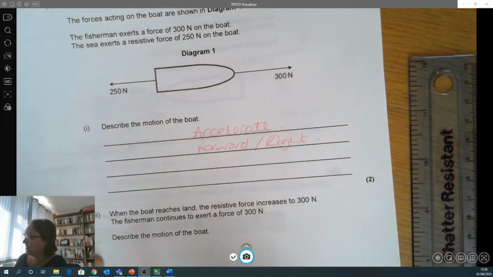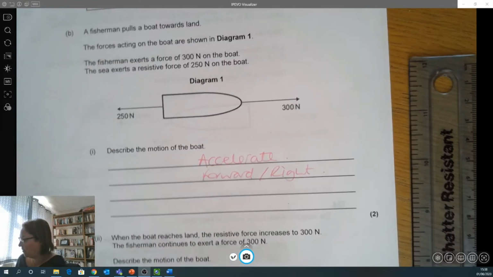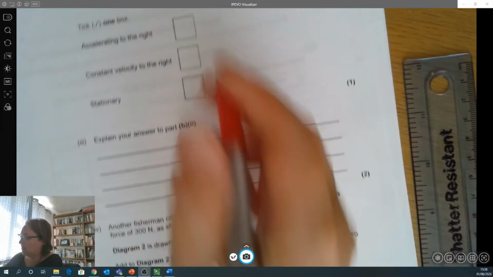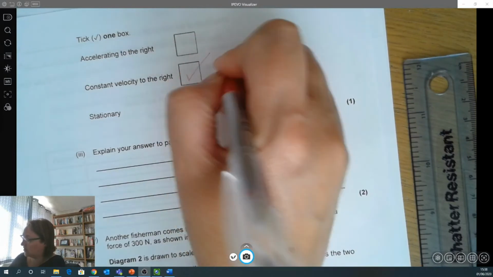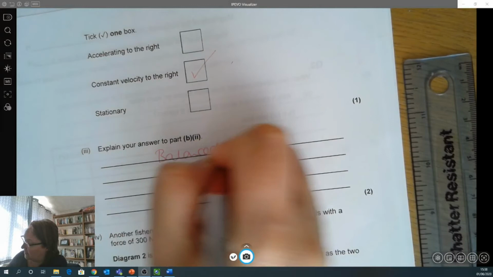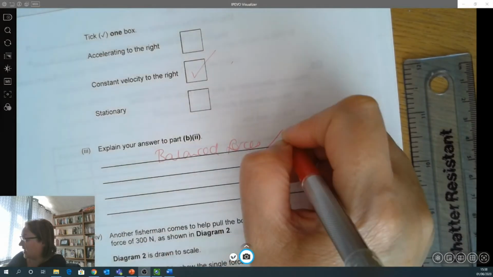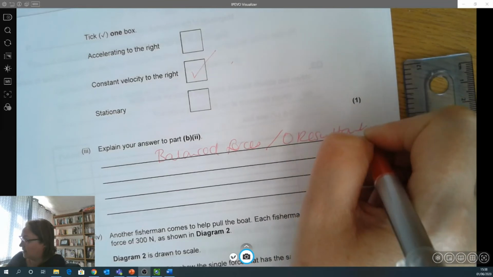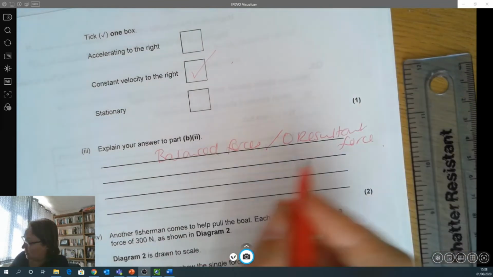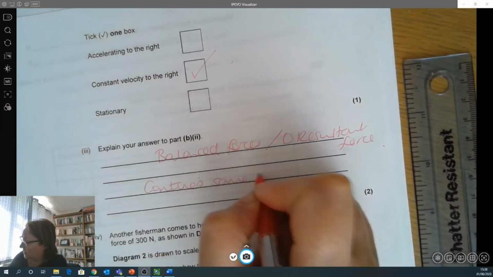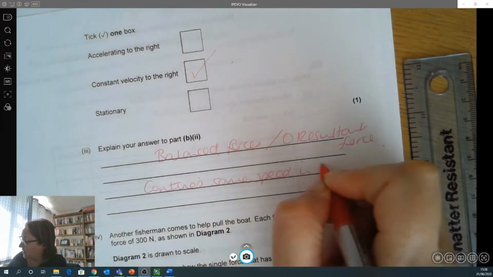Balanced forces, but it's moving. So, therefore, what will the motion of the boat be now? Well, like I said, I've got balanced forces, but it was moving, so it will then continue to move at a constant velocity. Why? Because I've got balanced forces, or I could say zero resultant force. So it will continue to move at the same speed and in the same direction.